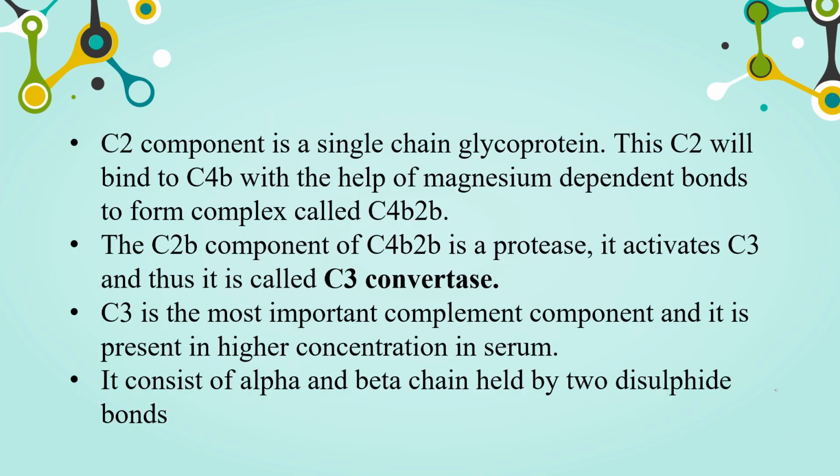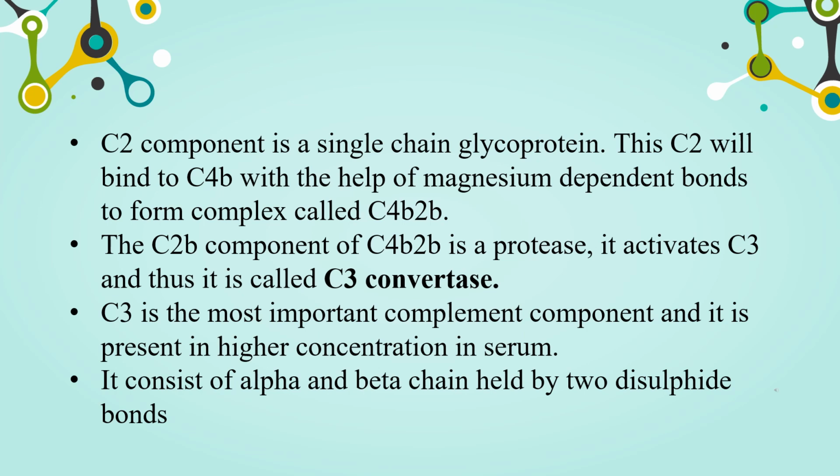The C2 component is a single chain glycoprotein. This C2 will bind to C4b with the help of magnesium dependent bonds to form a complex called C4b2b. The C2b component of C4b2b is a protease. It activates C3 and thus it is called C3 convertase.